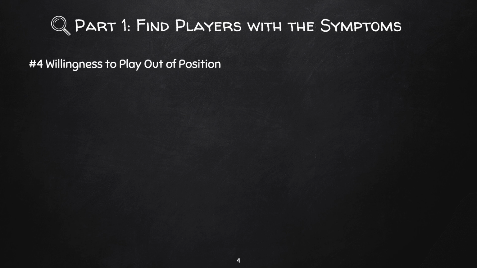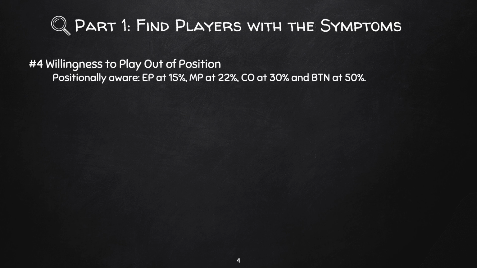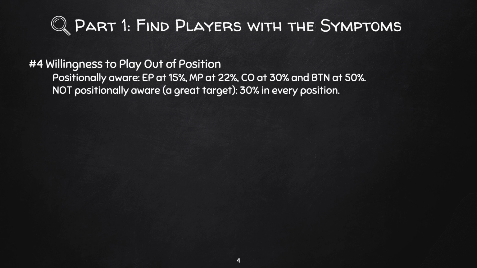So if we look at one example player, right? Maybe this fish, their 2-bet calling is at 30% as a total. But if you look at the positional breakdown, maybe early position is 15%, middle position 22%, cutoff at 30%, and the button is at 50%. This player, while they're calling a ton, they're at least kind of positionally aware, right? A better target might be somebody who has just 30% calling across the board.